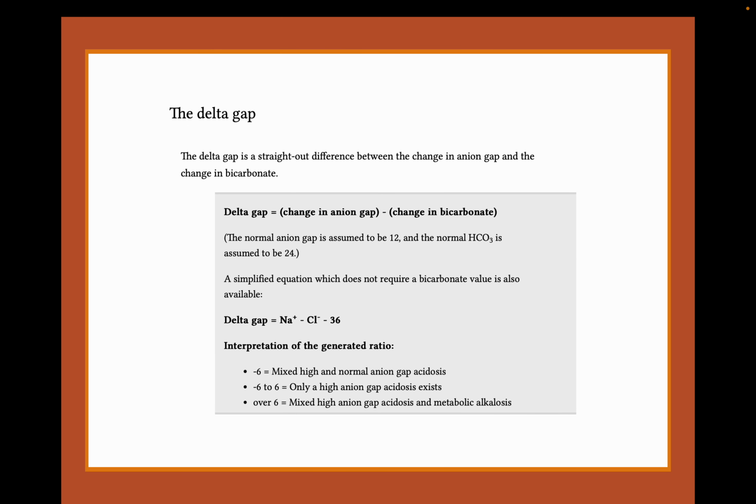So this is the delta gap. In other ways, you can use Na minus Cl minus 36. Anything less than minus 6 is mixed high anion gap and normal anion gap metabolic acidosis. Anything between minus 6 to 6 is only high anion gap metabolic acidosis. Anything more than plus 6 is mixed high anion gap metabolic acidosis plus metabolic alkalosis. This is one more formula that can be used to diagnose.